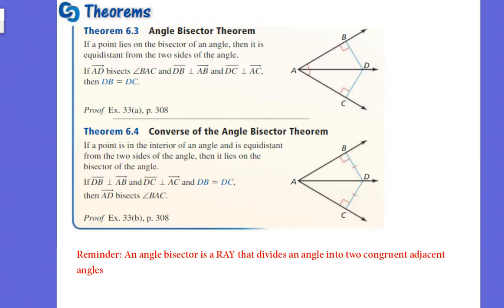Well, let's recap real quick what an angle bisector is. Remember, an angle bisector is just a ray that divides an angle into two congruent adjacent (next to) angles. So our angle bisector theorem tells us that, hey, if in fact AD is an angle bisector of angle BAC, then any point on AD is equidistant to the sides of the angle. So BD and BC in this case would be congruent to one another.